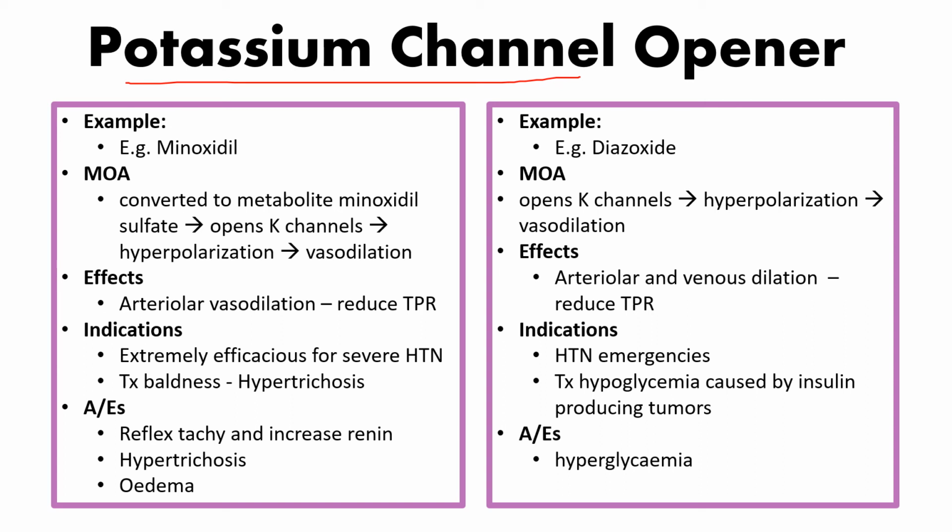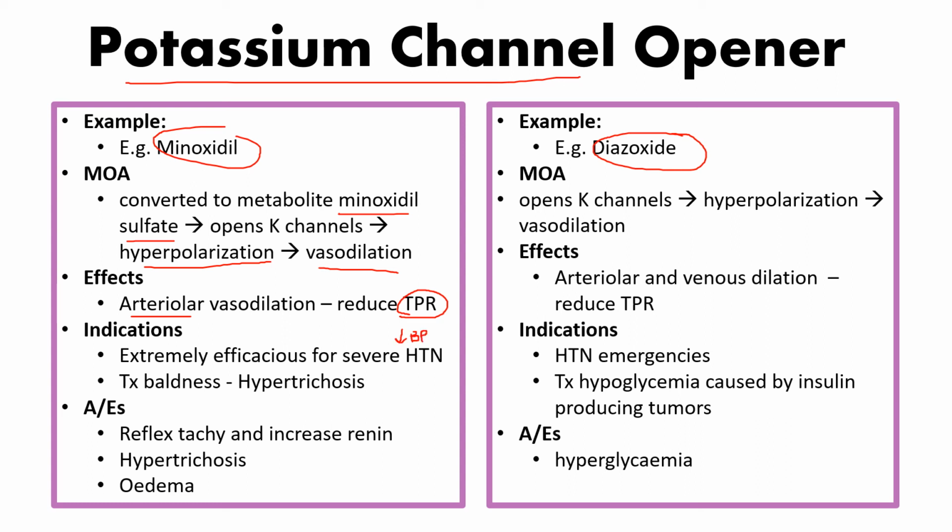So here we have two drugs again. We have minoxidil and we have diazoxide. Let's discuss minoxidil first. The way it works, it gets converted into a metabolite called minoxidil sulfate, which opens potassium channels and therefore hyperpolarizes the cells in our vessels, leading to vasodilation. They only affect the arterioles, they don't affect the veins. So vasodilating our arterioles reduces the total peripheral resistance and therefore reduces our blood pressure. So that's how they work as antihypertensive meds.